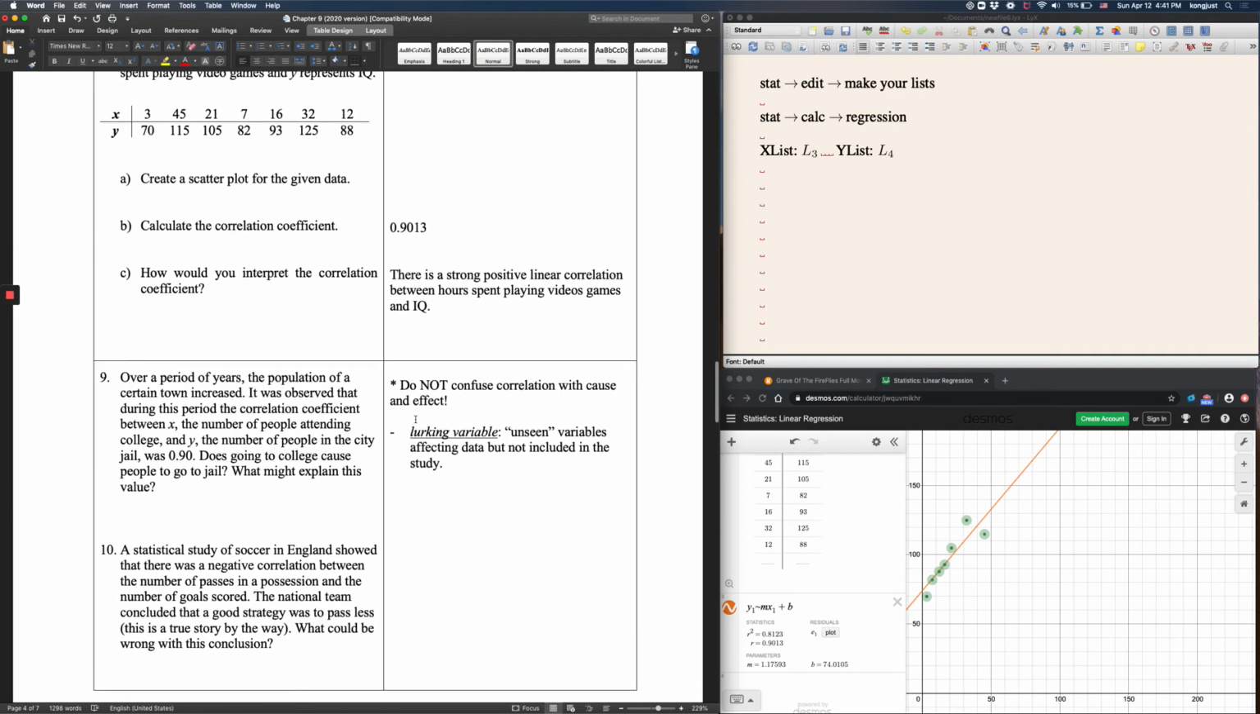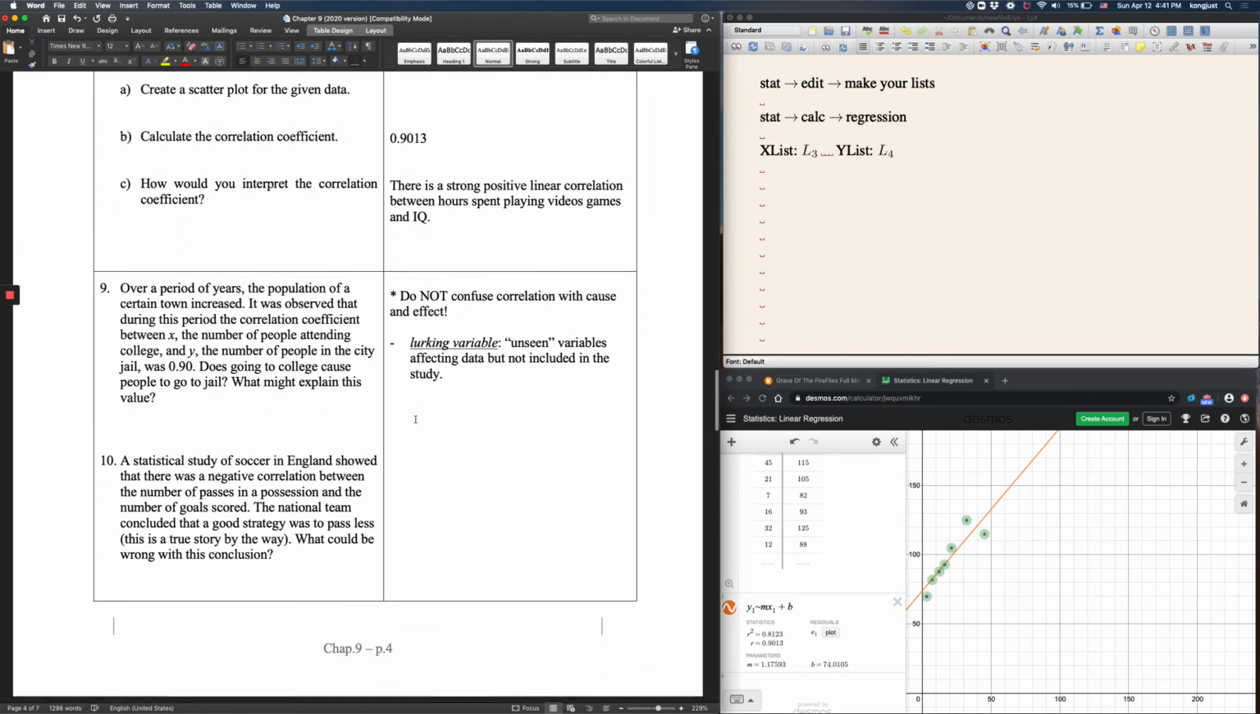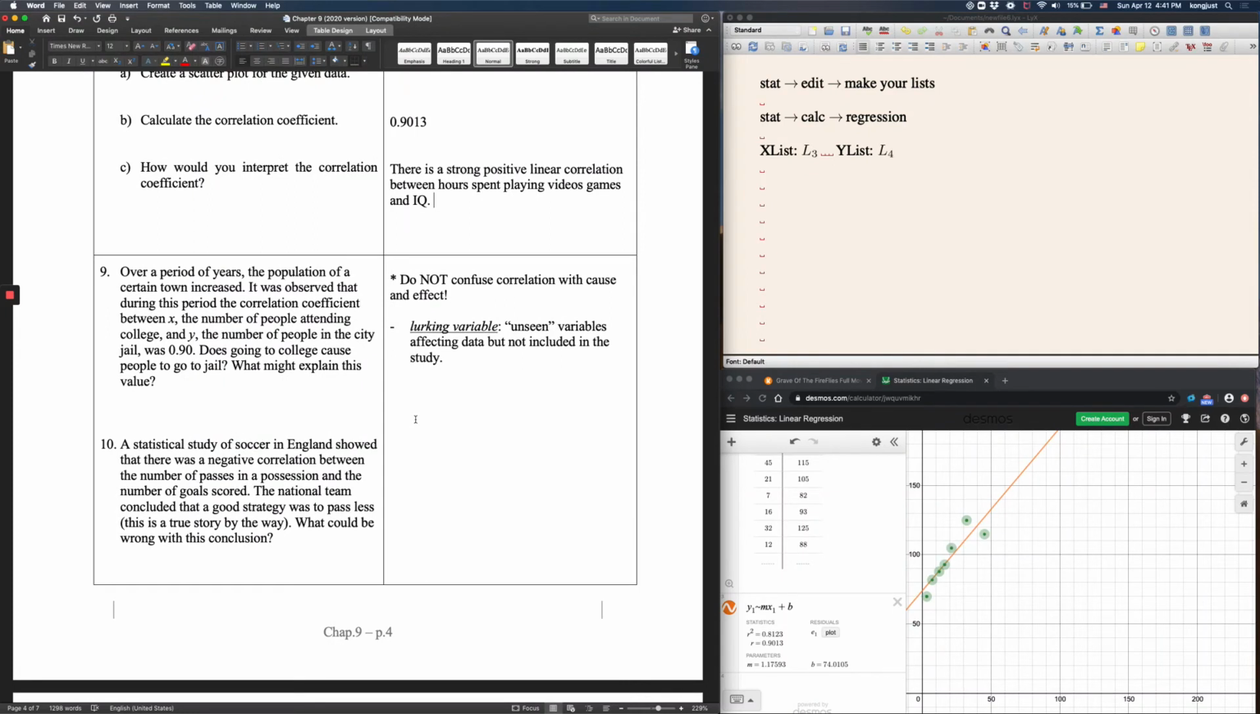Okay, next one. Last 2 questions of this section. Over a period of years, the population of a certain town increased. It was observed that during this period, the correlation coefficient between X, the number of people attending college, and Y, the number of people in the city jail, was 0.9. Does going to college cause people to go to jail? So that's the conclusion that you might think. And what might explain this value of 0.9?